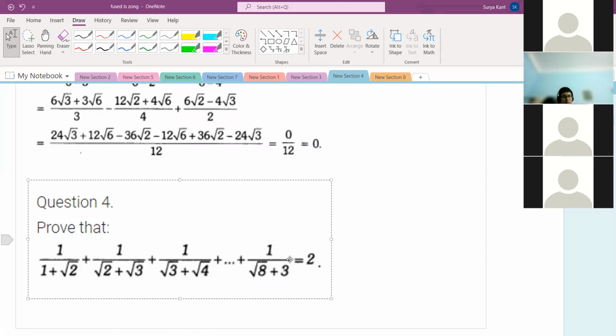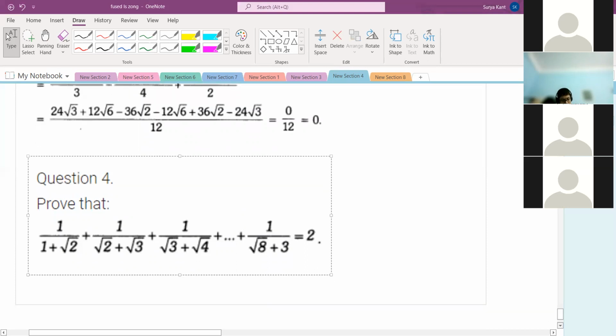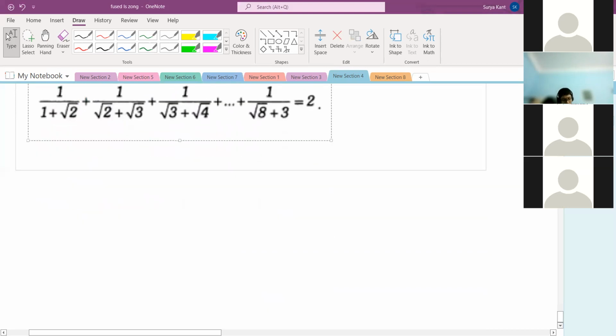This is easy. I didn't understand this question, sir. You didn't understand this question? No, sir. So you have to prove that 1 by root 2 and this whole thing given overall should be equal to 2 only, okay?